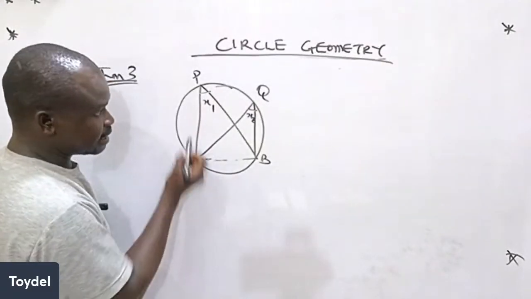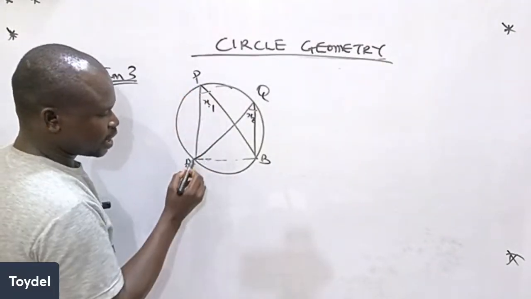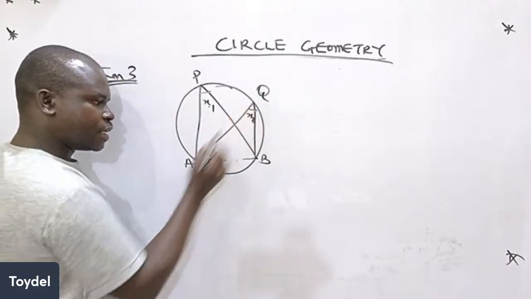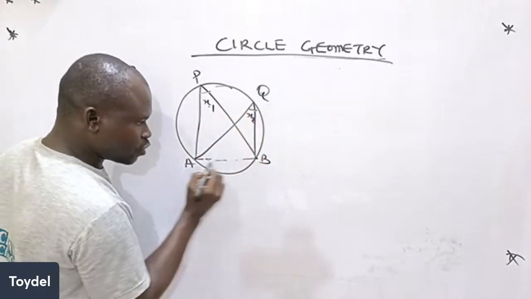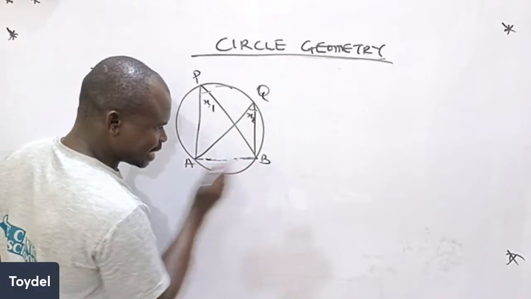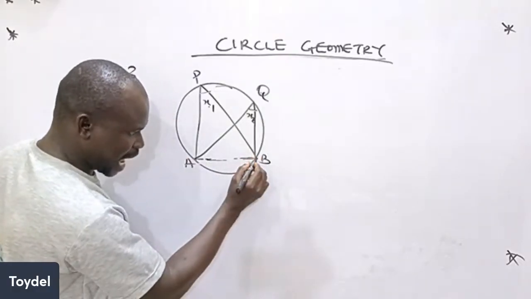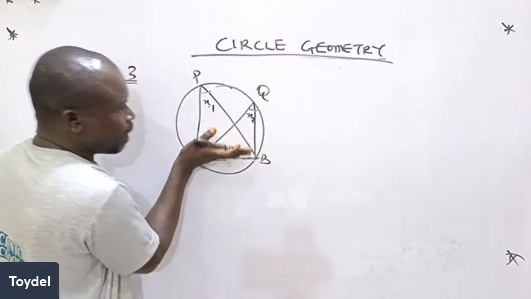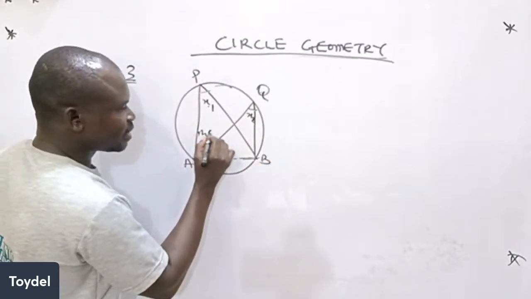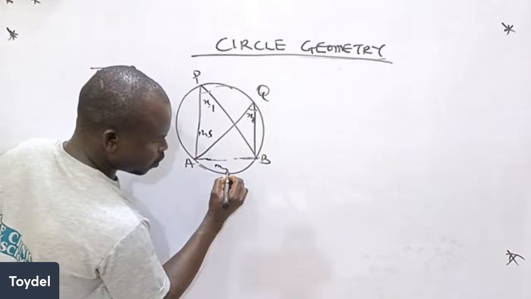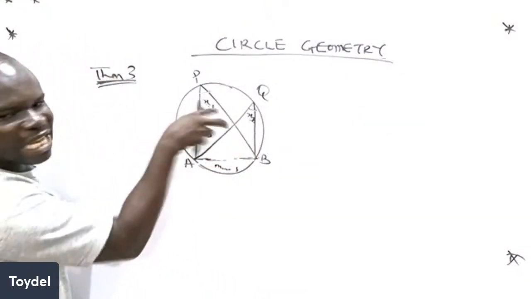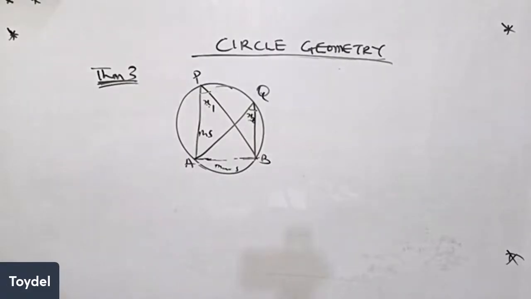Look at this angle P here, which is S1. It starts from here back to B. This angle Q here starts from here back to B. So if you trace it, you realize that they are subtended by the same arc here. If you put the chord, the upper one will be the major segment, while the smaller one will be the minor segment. So these two angles, S1 and S2, are on the same major segment.